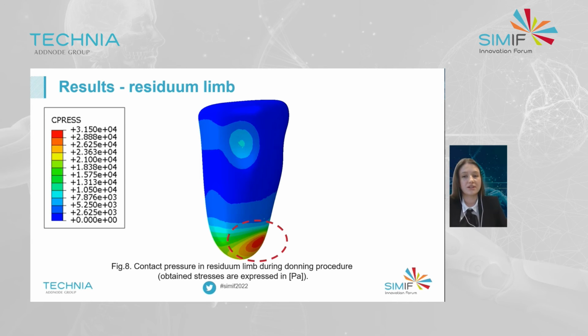The obtained results after selected activities enable us not only to evaluate the durability of the prosthetic socket, but also to indicate the areas of the prosthetic socket which have to be corrected. For example, as shown on the slide, during this double leg stance phase, the highest value of the contact pressure, 31.5 kilopascals, was observed at the distal tip of the residuum limb, which is a sensitive area.